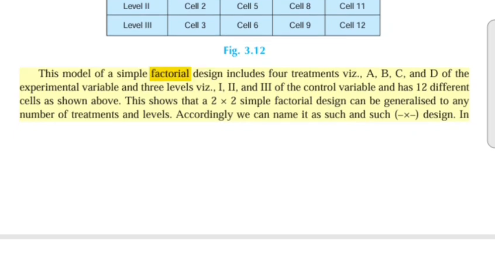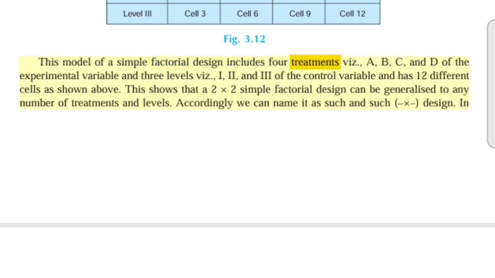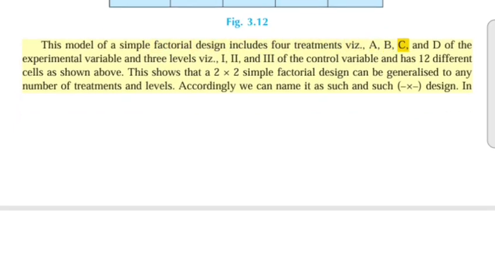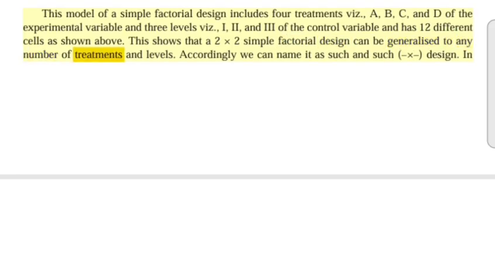This model of a simple factorial design includes 4 treatments, viz. A, B, C, and D of the experimental variable and 3 levels, viz. 1, 2, and 3 of the control variable and has 12 different cells as shown above. This shows that a 2x2 simple factorial design can be generalized to any number of treatments and levels. Accordingly we can name it as such and such times design.